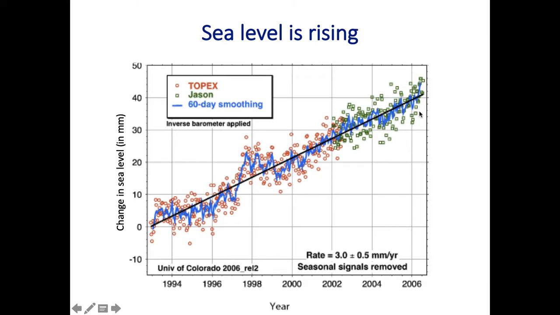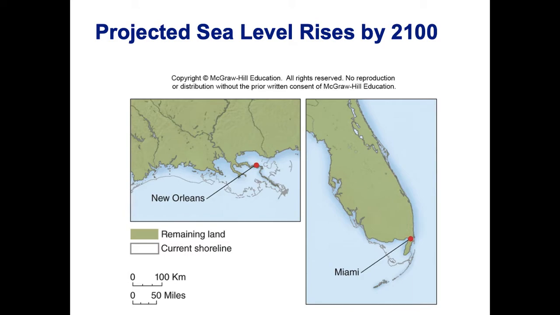And we can see that there has been a continual increase, and it's expected to continue through time. These are the projected sea level rises by 2100. Miami is working actively to pump water out of the city. They're already pumping water out.